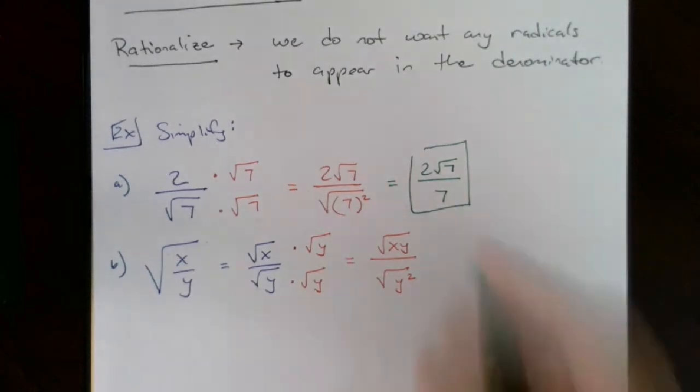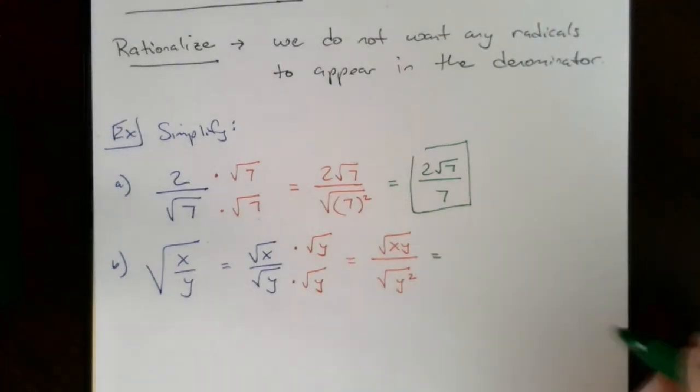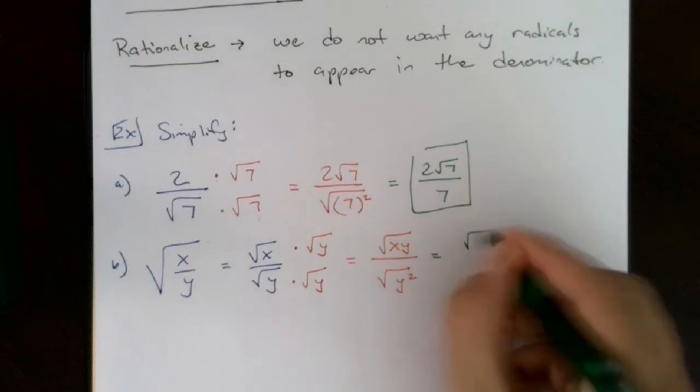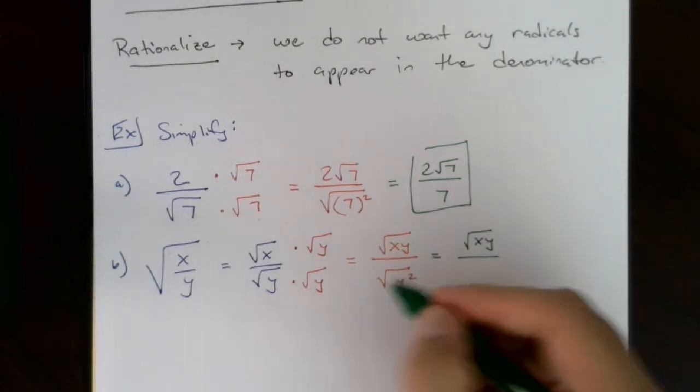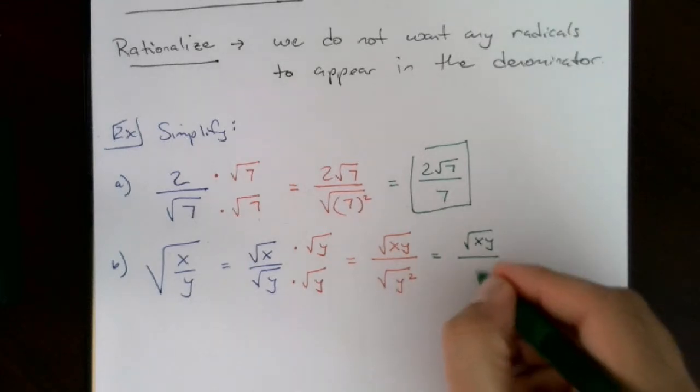And then we want to simplify this. The square root of xy, if that simplifies, you'd simplify. In this case, it doesn't, so you keep it as square root xy, over the square root of y squared. Remember, the square root of something squared is just whatever the base is, so in this case it's just y.